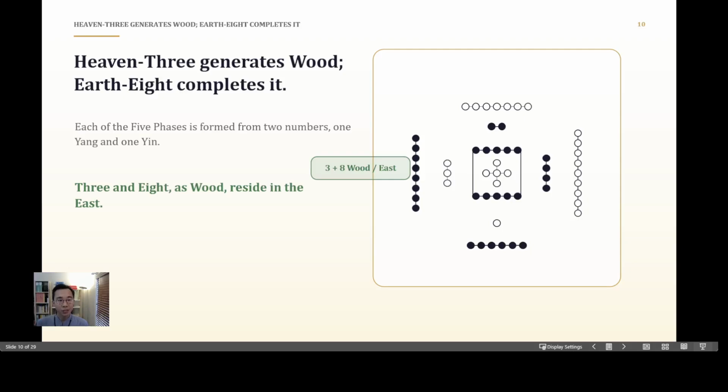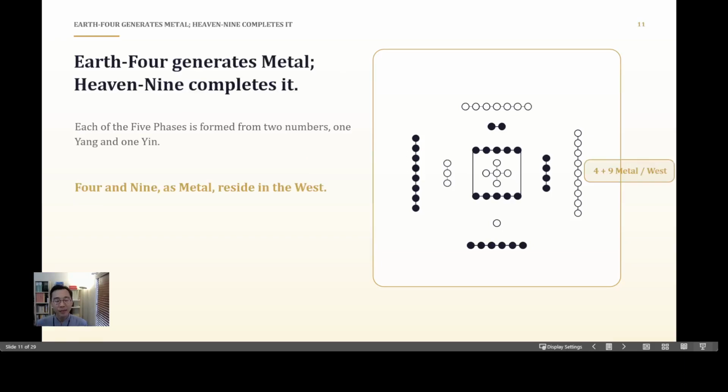Wood, you can see, you can feel the wood. That is the image. Behind this image, we have numbers. 2 numbers, 3 and 8. These 2 numbers, 3 represents heaven, 8 represents earth. These 2 numbers represent the qi. It also represents wood and the east. Metal, the image we can see and touch, the metal. The numbers behind this image are 4 and 9.